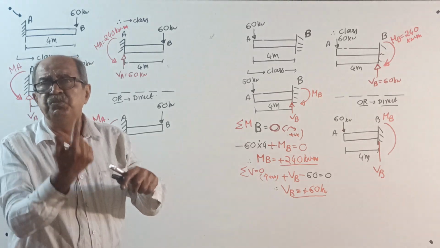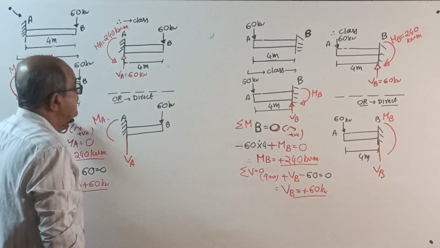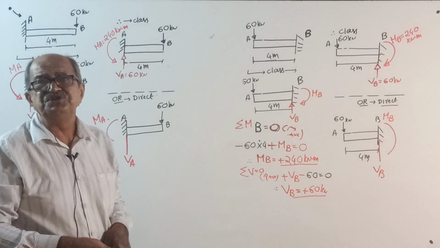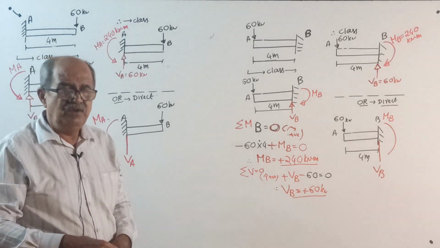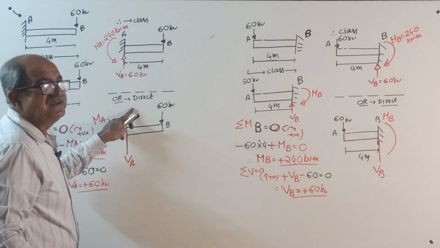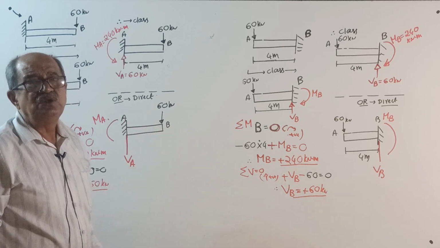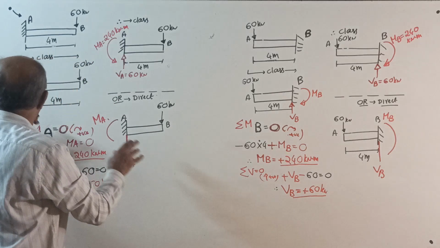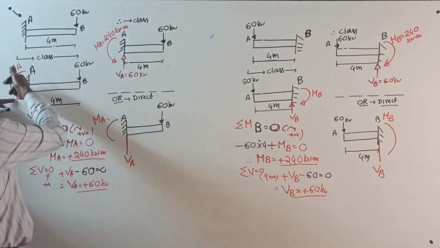Let VA be upward and MA, this is the systematic solution. That I won't write also. Option 1, option 2, systematic. I will not write, you can make out. First time solving systematic. From now onwards, no writing every time option 1, option 2 like that. Okay. VA upward, MA anticlockwise.